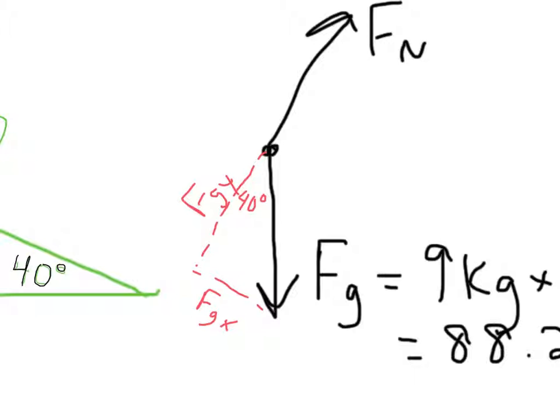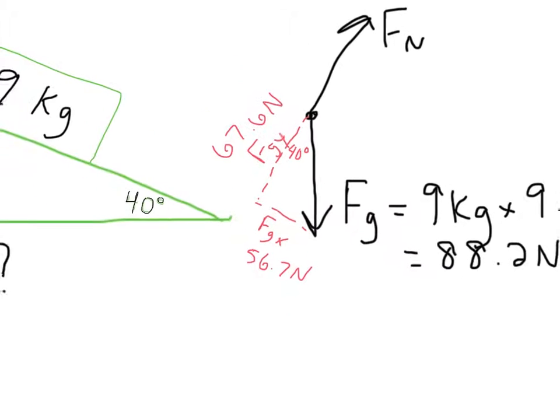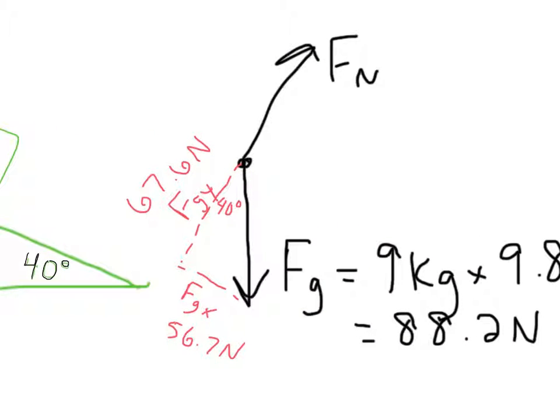So for the X side, I'm going to use 88.2 times the sine of 40. And for this side, I got 56.7 newtons. For the Y side, I'm going to do 88.2 times the cosine of 40, because it's the adjacent angle. I get 67.6 newtons. So just like I've done in the last problem, I now know that if I have 67.6 in the upwards direction, my normal force is going to be 67.6 newtons. Those have to cancel.